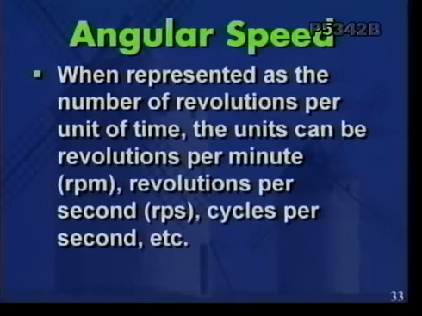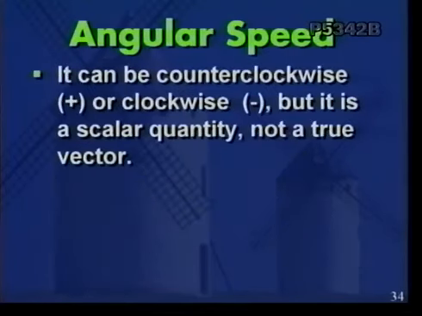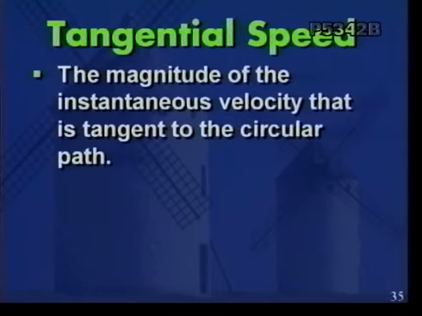We probably more often in this country use revolutions per minute rather than cycles per second or cycles per minute. It can be clockwise, positive, or counterclockwise, negative. The right-hand rule can help you out with that. I mentioned that already. The magnitude of the instantaneous velocity that is tangent to the circular path is called tangential speed. Now, it's another kind of speed. This speed, we don't have an exact relationship to it, although we did talk about it.